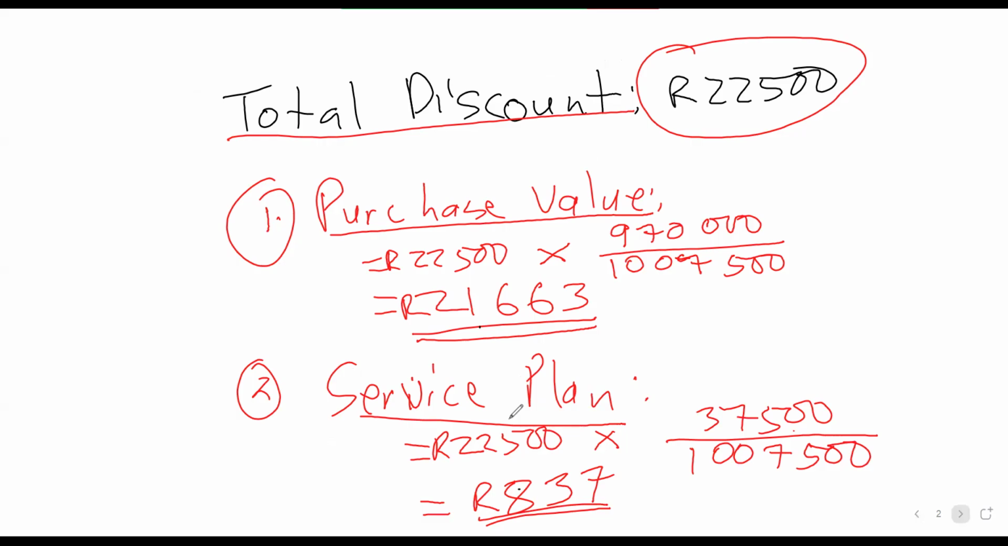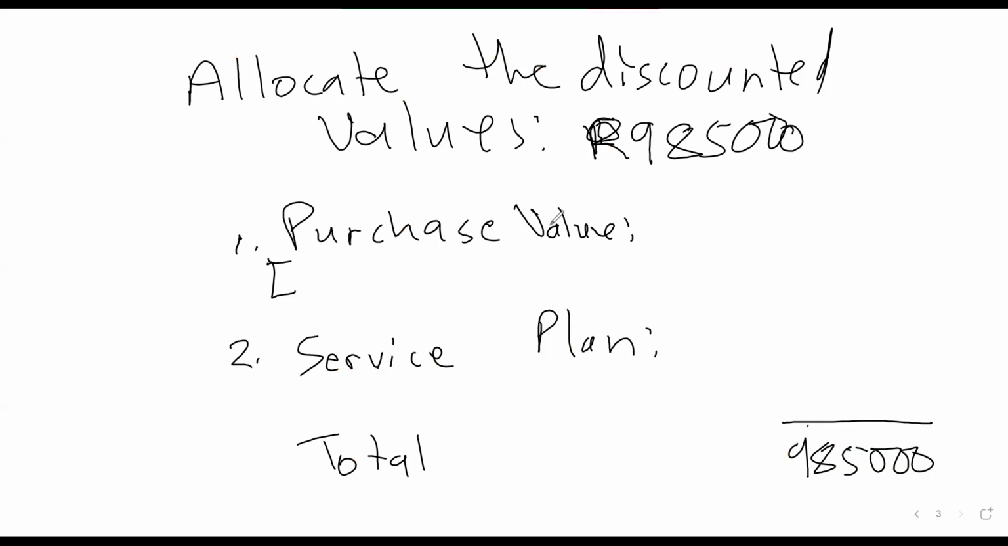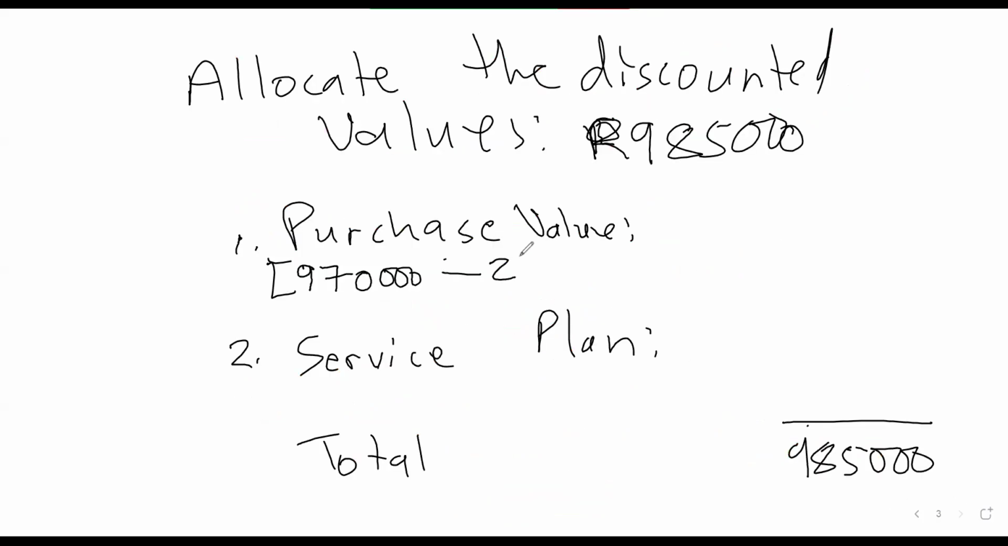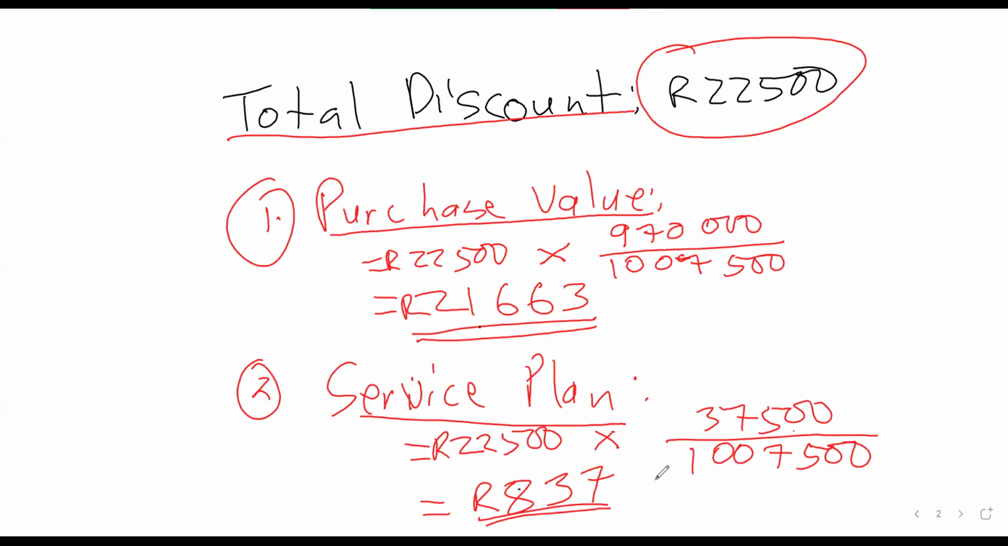So how are you going to do it? You already know that the purchase value of the vehicle, without the service plan, is 970,000 rands. Then you're going to have to subtract from that the 21,663, minus 21,663. And then for the service plan, you already know it's 37,500, and you're going to subtract from that the 837 rands.